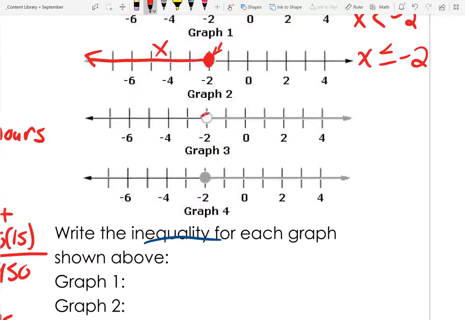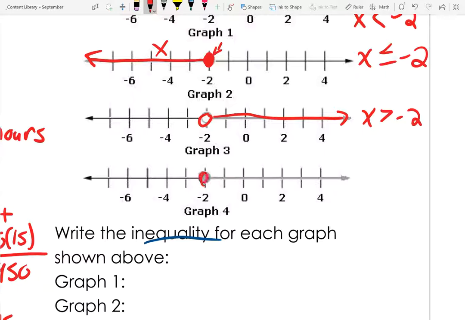The third one, we have an open circle on -2 shaded to the right. So these numbers, 0, 2, 4, all of this stuff is bigger than -2. So x is bigger than -2. And it's just regular greater than because it's an open circle.